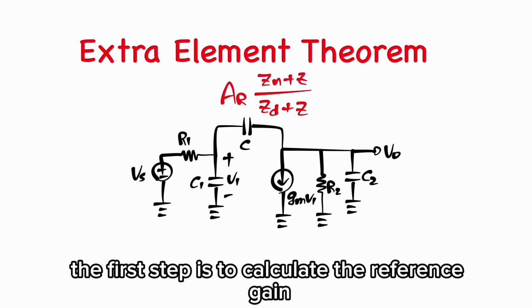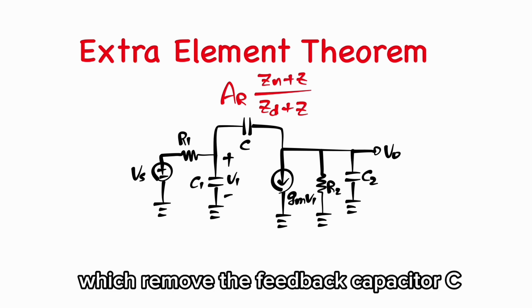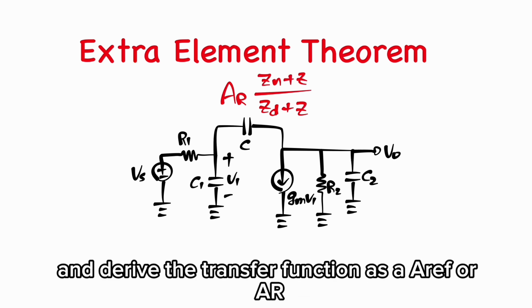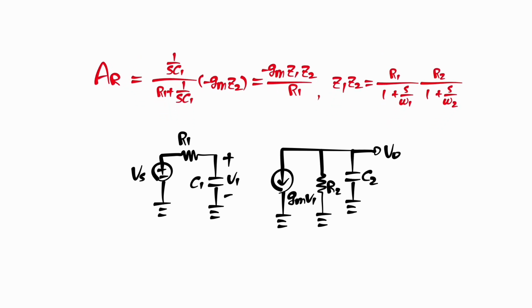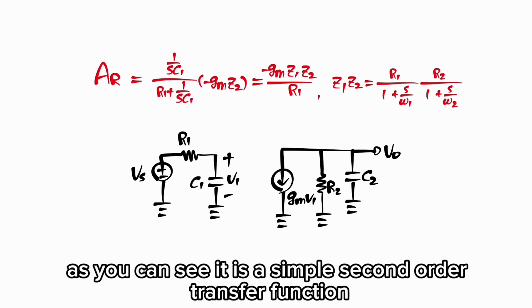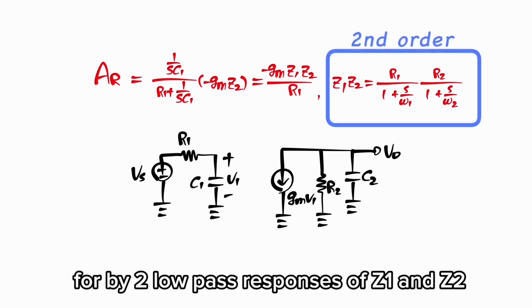The first step is to calculate the reference gain. We remove the feedback capacitor C and derive the transfer function as AREF, or AR. As you can see, it is the simple second-order transfer function followed by two low-pass responses of V1 and V2.